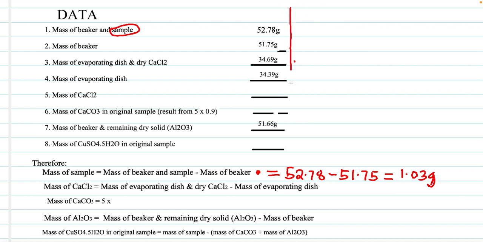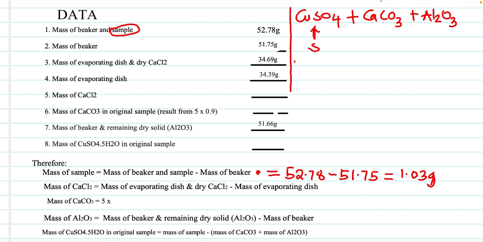Let me show something. I have copper sulfate plus calcium carbonate plus Al2O3. The title of this experiment is separation of mixture. So I want to separate these three. The first thing they did to separate this: copper sulfate is soluble in water. That means if you dissolve it inside water, it's going to dissolve into the water. It's more like adding salt into water. The salt is going to dissolve into the water.